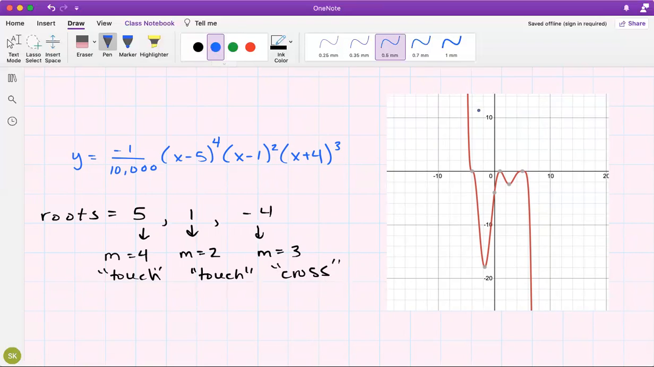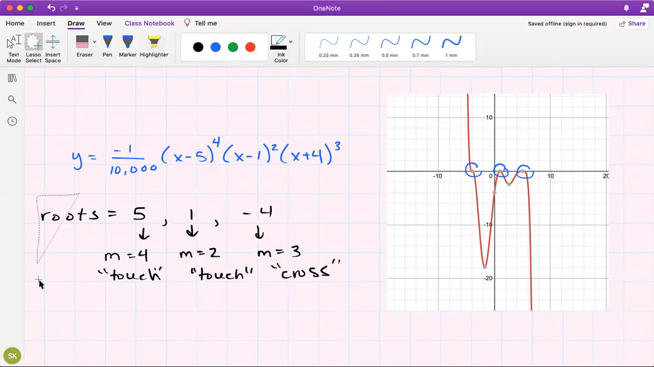Let's see if that's true with the graph. Here, this is the only negative intercept, so this has to be negative 4. And you can see we cross the x-axis. And then we had the roots 1 and 5. So this one has to be 1, and this one's halfway between 0 and 10. And you can see we just touched the x-axis there. So this is true.